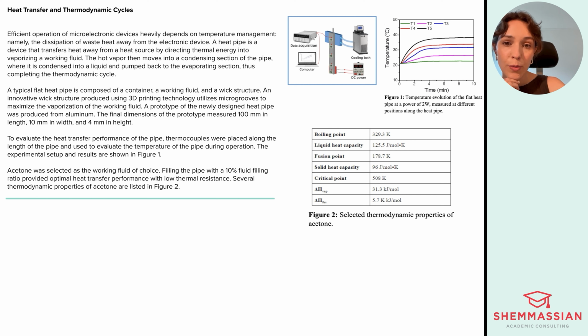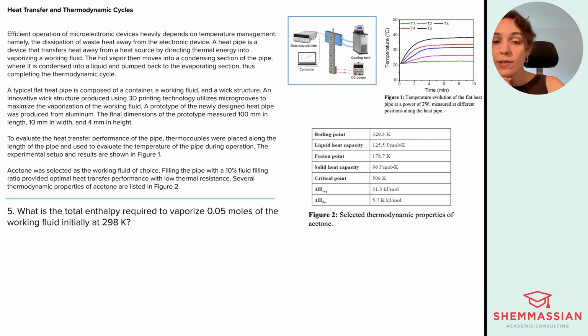Here we're going to solve a thermodynamics question that asks, what is the total enthalpy required to vaporize 0.05 moles of the working fluid initially at 298 Kelvin? And our choices are A, 285 joules, B, 1,750 joules, C, 2,170 joules, and D, 3,250 joules. So we're told that the fluid starts at 298 Kelvin, and from the figure, we know that the boiling point of the working fluid, which is acetone, is 329.3 Kelvin.